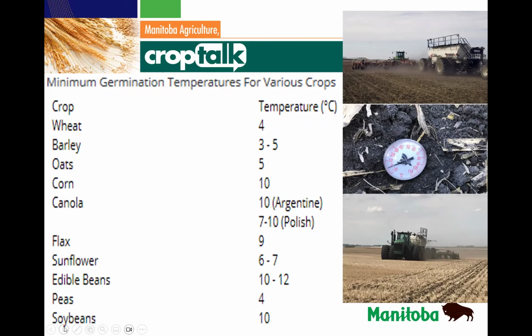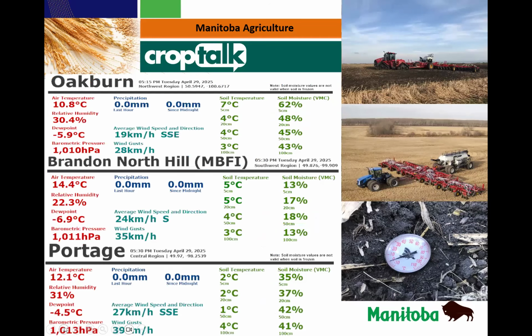And so we're still, when you look at, I took this off the website off our weather systems yesterday afternoon, at about 5:15 in the Oakburn area here, we were sunny here, so the soil temperature was around 7. Brandon, North Hill was at 5, and Portage was at 2. But I think around Portage they were talking it being a little bit cloudier yesterday, so maybe they weren't getting the heat from the sun at that time, and so it was starting to cool off a little bit too.